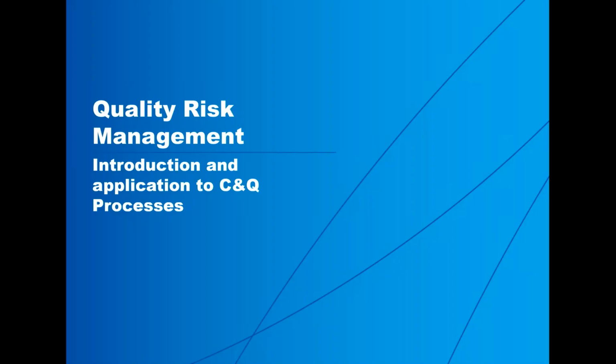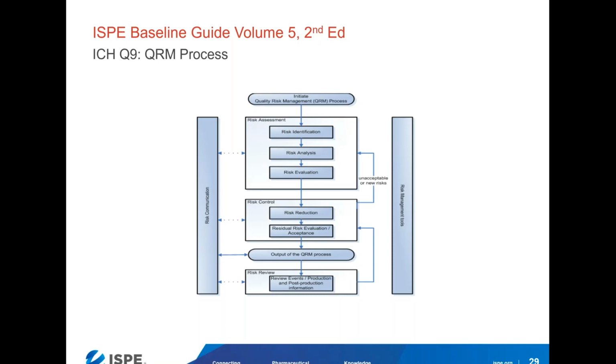So I've talked a bit about applying quality risk management to the integrated C&Q process. Let's look a little bit at what that means. This is the quality risk management flow diagram defined in ICH Q9. And I think we're all pretty well comfortable with this part, the risk assessment part. Unfortunately, we haven't done much with that.